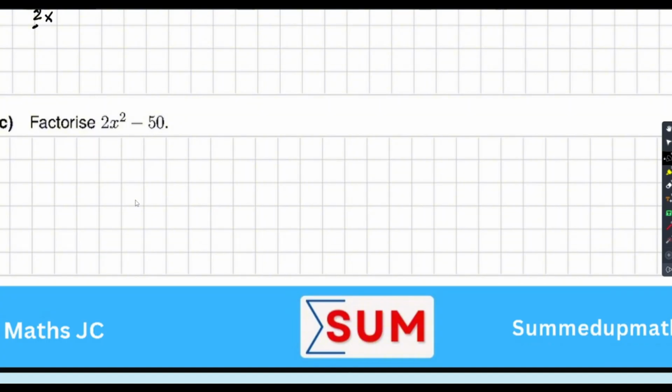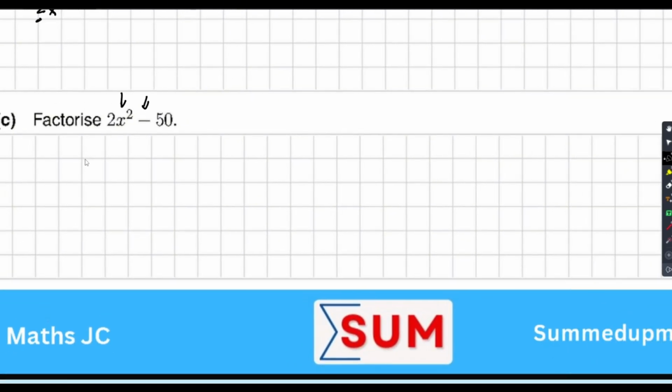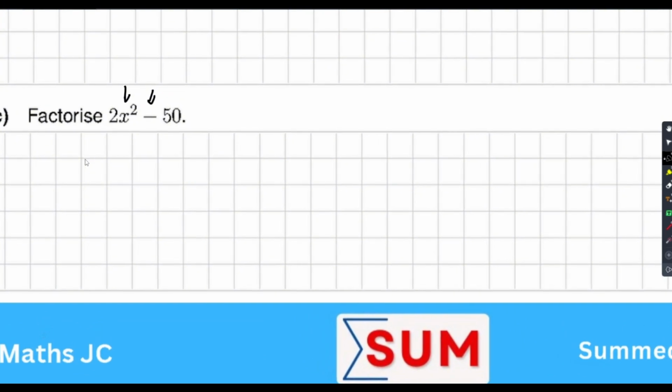Now, if we look at it, we have a minus sign, we have an x squared, and we have a number. But what do we notice about this 50? 50 is not a perfect square number. It's close to 49, but it's not a perfect square number. So, what can we do here? We know there is going to be a difference of two squares, or hopefully a difference of two squares will pop out, but it's not obvious at the moment, because 2 isn't even a perfect square number. The square root of 2 is like 1.41 or something.